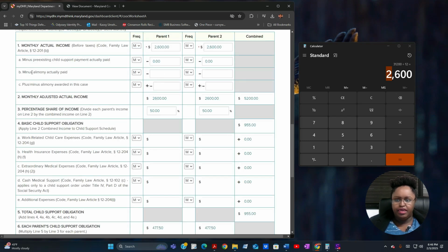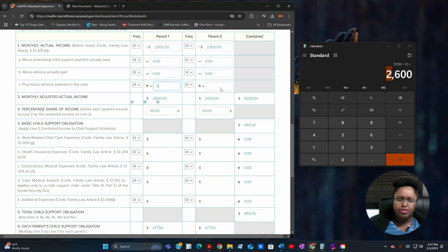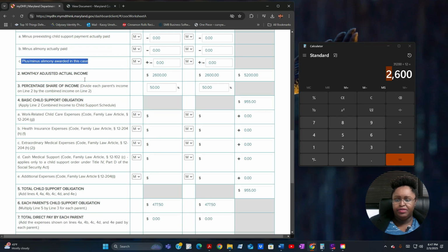Then the next thing is, is there any alimony being paid by either parent? This is both their first child, first child not married, so we're just going to put in 0 here and 0 here. Again, never been married for either party, so we put in 0 here and 0 here. And this line just deals with whether or not they're receiving any alimony. You can't receive alimony if you've never been married.